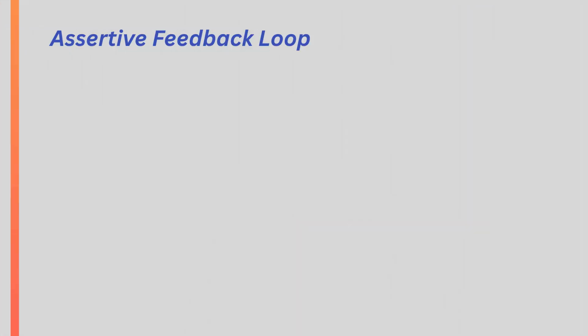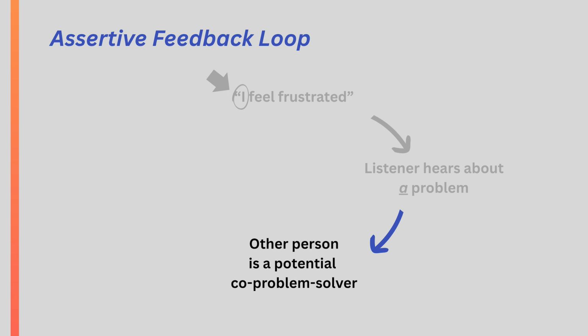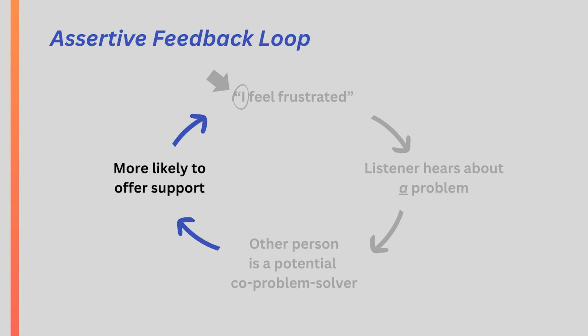Now let's turn to talk about I language as a reliable way to communicate assertively. Returning to our very simple example so far, I feel frustrated may sound like a small difference, but it can have a big impact because it can potentially lead to a positive assertive feedback loop. When you speak using I language, that says to the other person, here is a problem without pointing the finger at them, and that positions the listener as a potential co-problem solver rather than the villain in the story, and then they are more likely to offer support compared to when you might use you language.